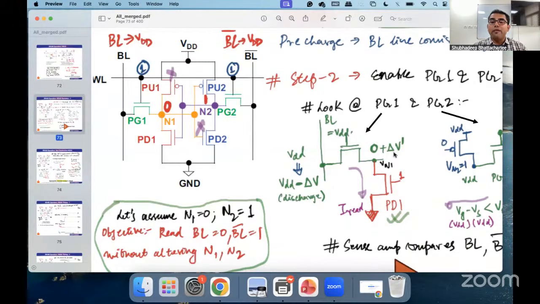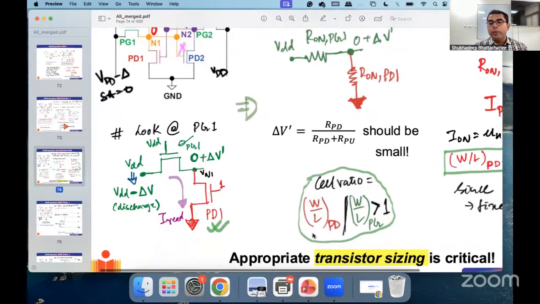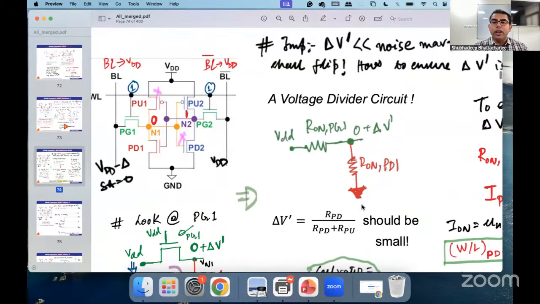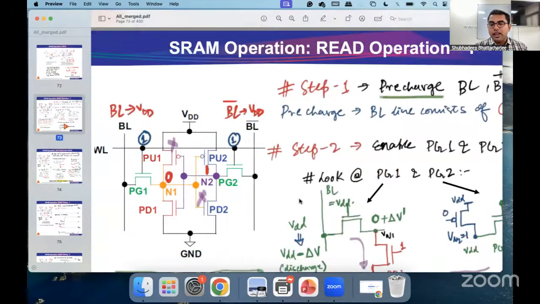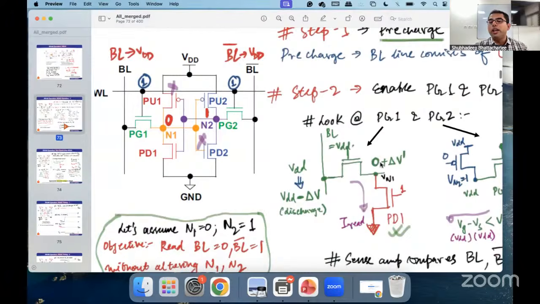You had to be very careful about designing the cell ratio of the transistors of the SRAM cell. The cell ratio was the strength of the pull down transistor versus the strength of the pass gate transistor. You had to ensure that the strength of the pull down transistor should be much larger than that of the pass gate transistor. Why do you ensure that? Because, as you can see in this diagram, you would want this particular node to be as close as possible to 0, because you want this disturbance delta V dash to be as minimal as possible.